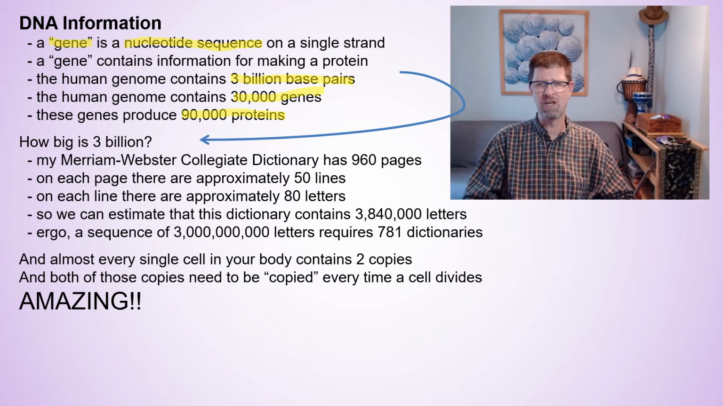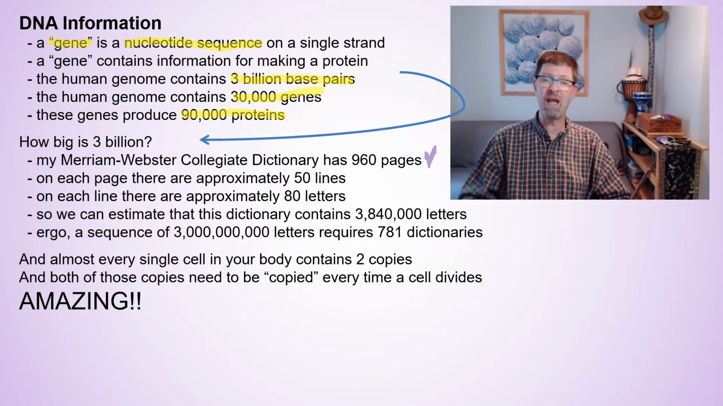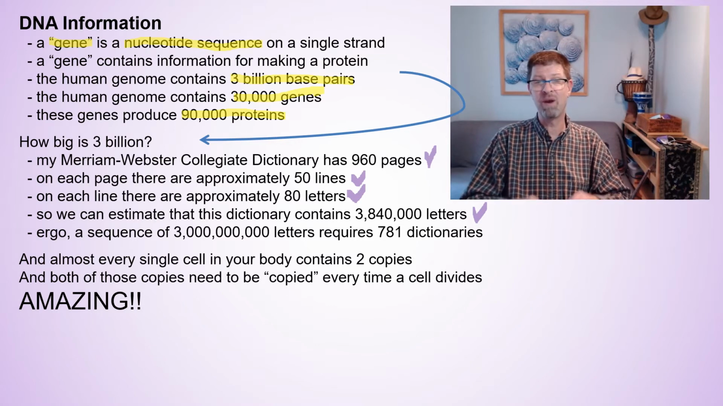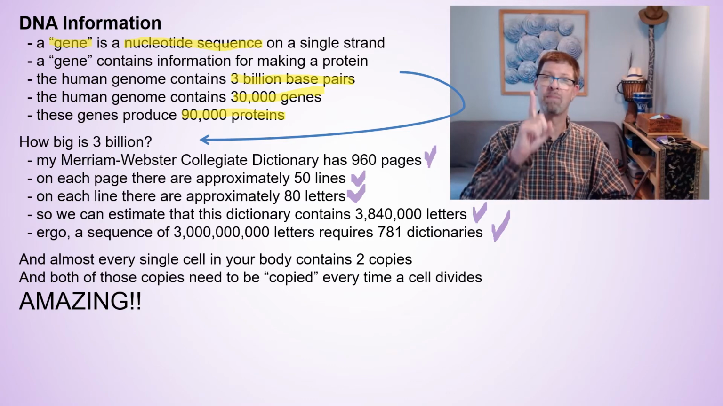If I take my dictionary, which has 960 pages in it, I open it up and look at the back page, 960 pages. On each page there are about 50 lines, and each line there are about 80 letters. So just by doing some multiplying, the dictionary contains 3,840,000 letters. That's a lot. Well, if I took that and compared it to 3 billion letters, it would take 781 dictionaries in order to contain the information in just one copy of the human genome.